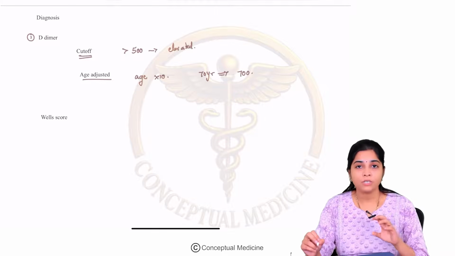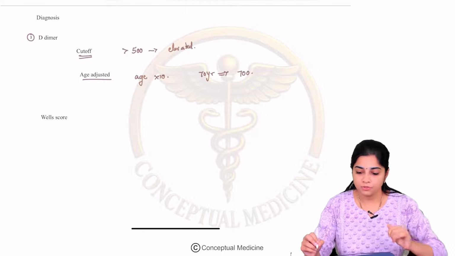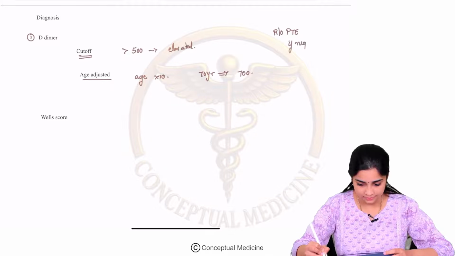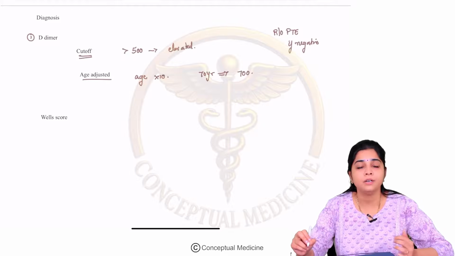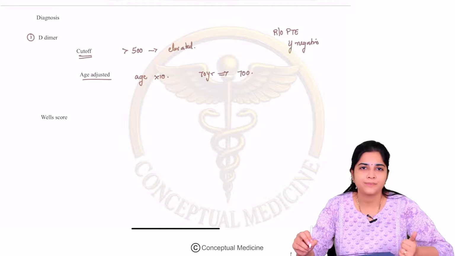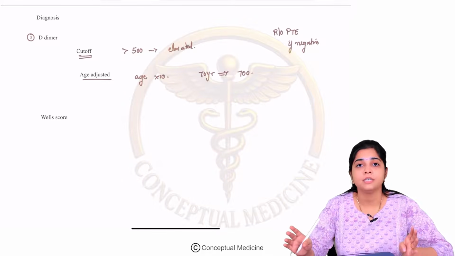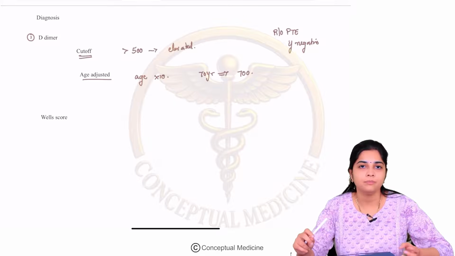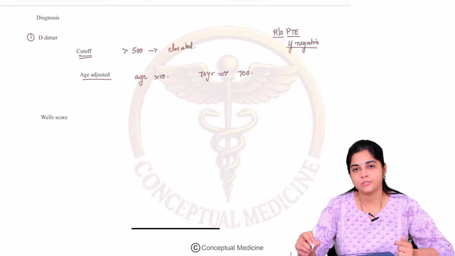So what is the use of D-dimer in the diagnosis of PTE? The most important use is that it helps in ruling out PTE if it is negative. That means that if there is a positive D-dimer, it does not always mean that there is a pulmonary embolism. But if the D-dimer is negative, then we know definitely that PTE is a less likely possibility. So it helps in ruling out PTE, especially if it is negative.